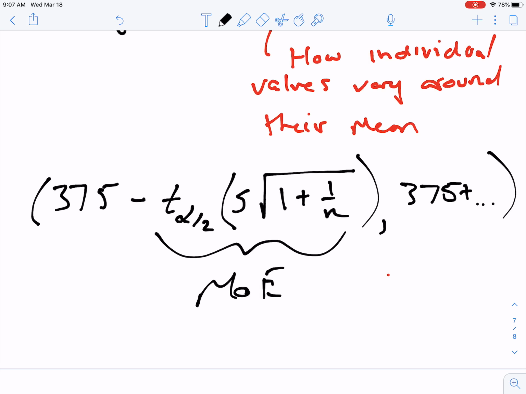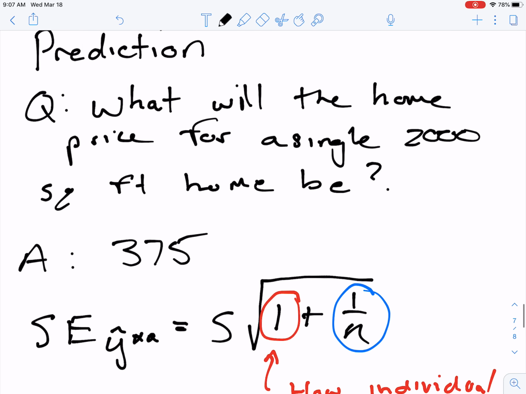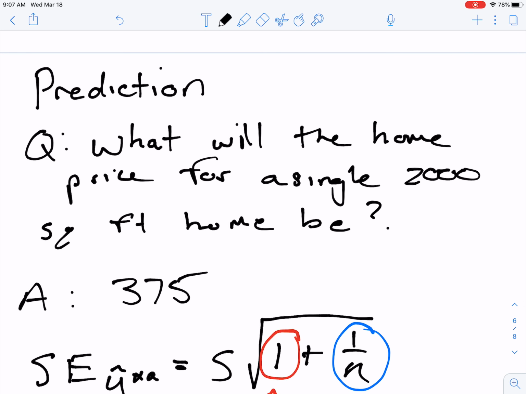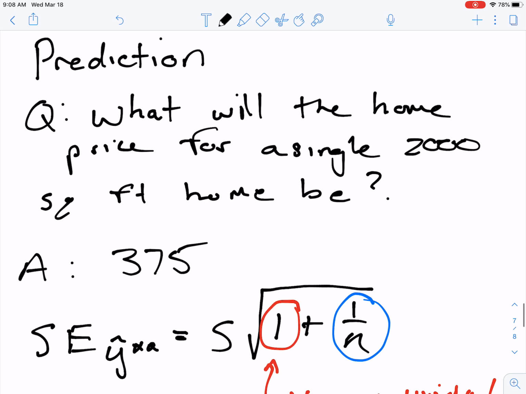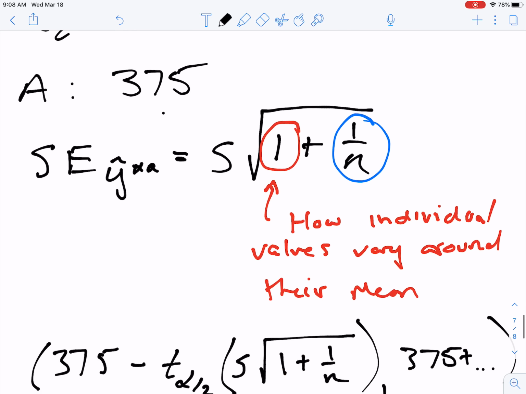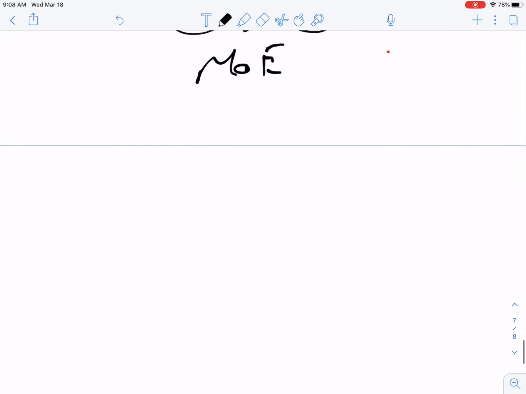Now notice we asked about a special value in this question. What will the home price for a single 2,000 square foot home be? What's special about 2,000? That is at the average value of x, which we know also will occur at the average value of y, 375. We know that point is on the line from what I said above. So now let's ask, well, what happens if I ask about a different value far away from the mean?